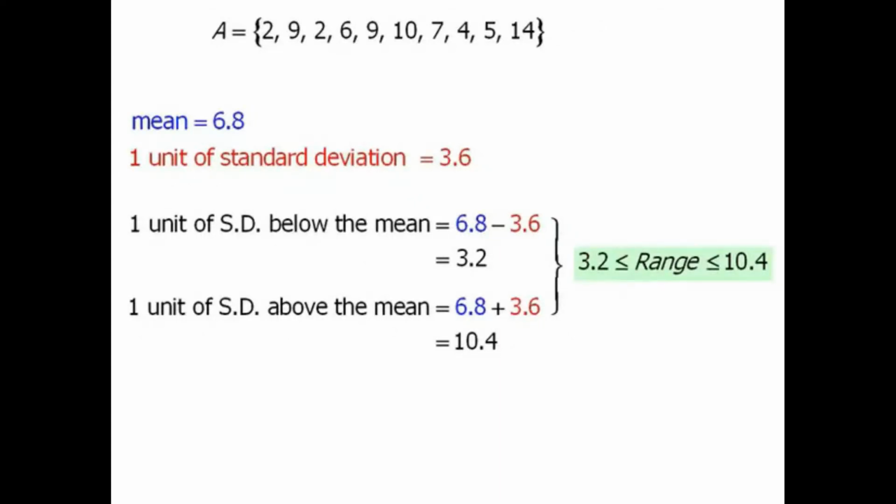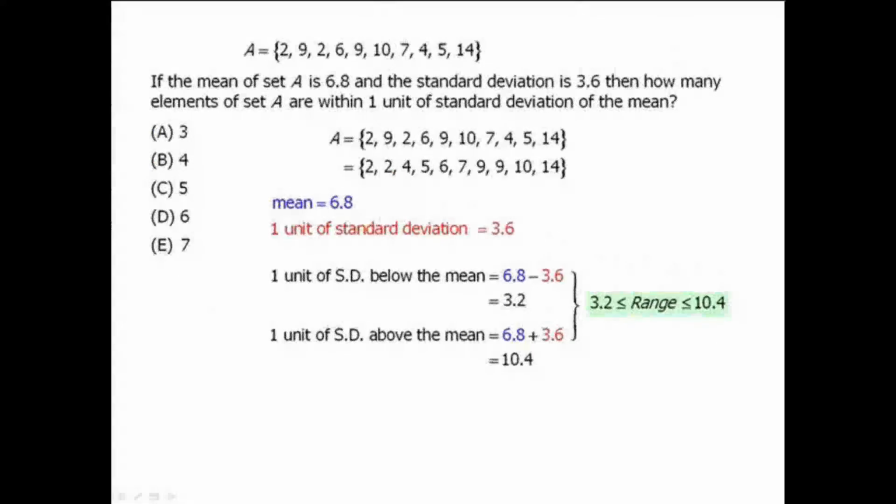of the mean. To determine how many values in set A are within this range, we should first rearrange them in ascending order. When we do this, we can see that there are 7 values that are all within 1 unit of standard deviation of the mean. So our answer here is E.